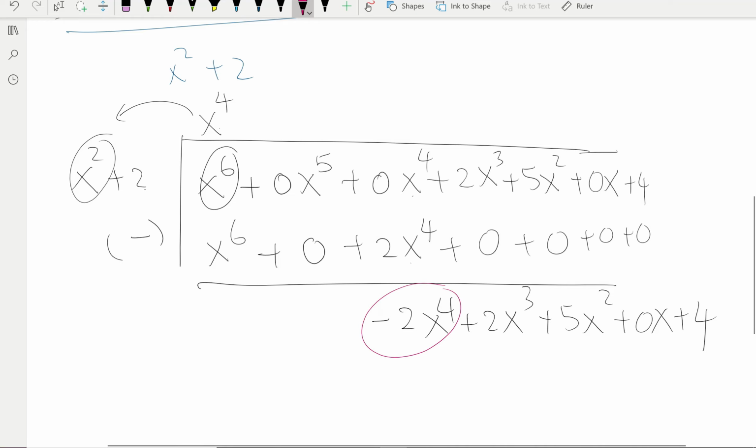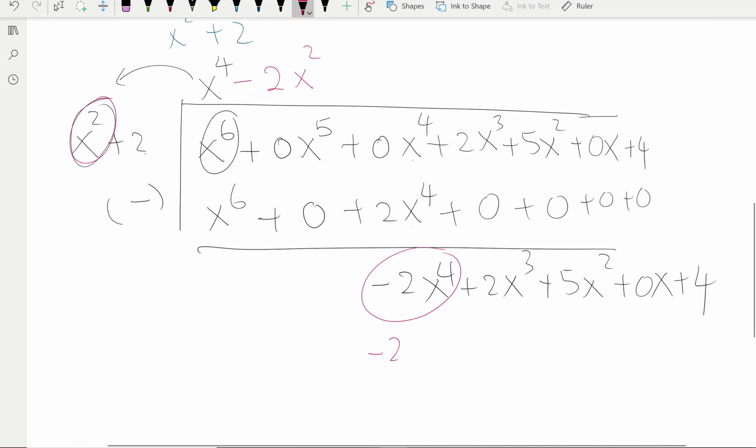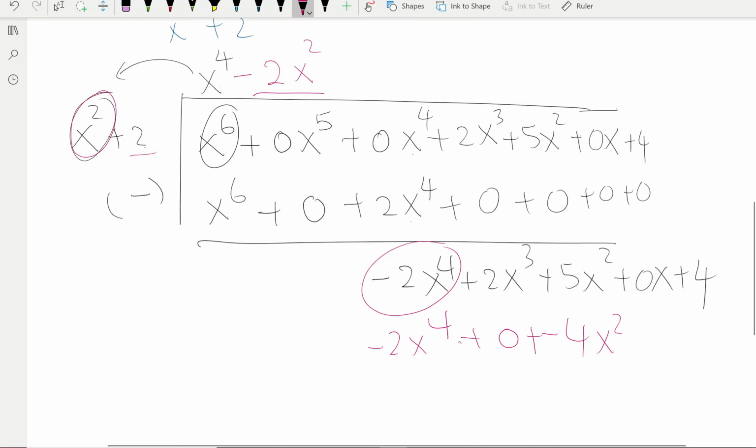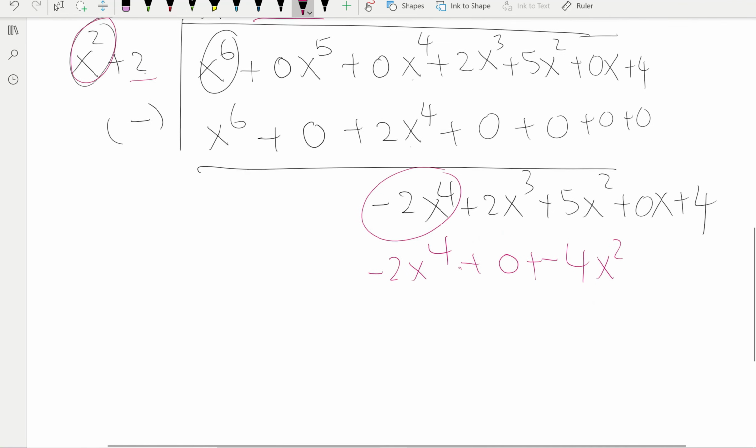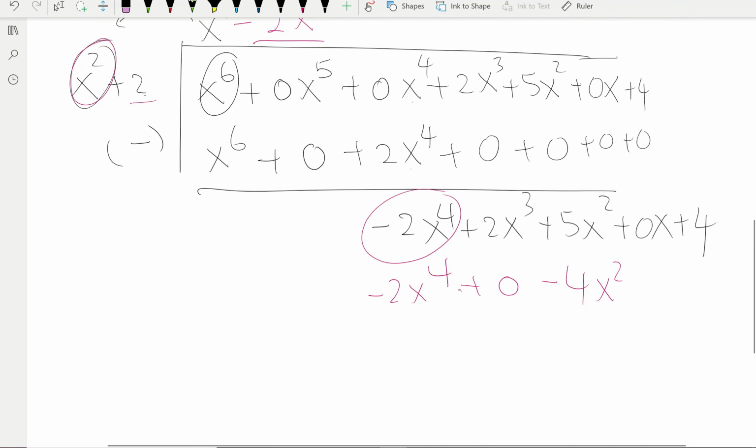Alright, so now the first term. Negative 2x to the 4 and x squared, well, you have to multiply by negative 2x squared, right? Negative 2x squared times x squared is negative 2x to the 4. So here negative 2x to the 4. When you multiply negative 2x squared by 2, it's what? Negative 4x squared. There's no x cubed term. Okay, so mark that. Alright, I need space.